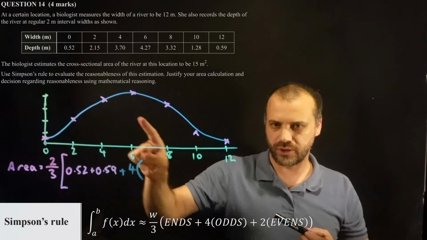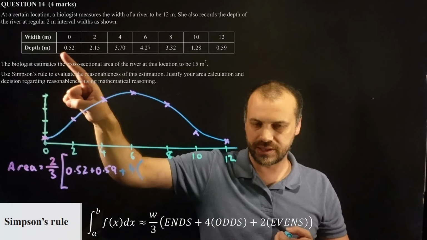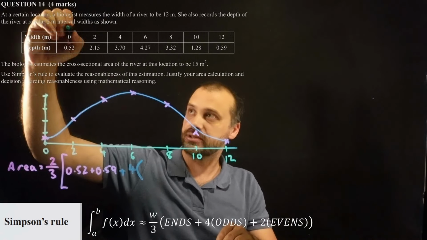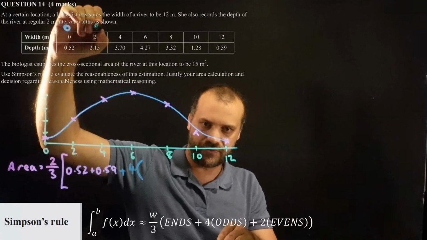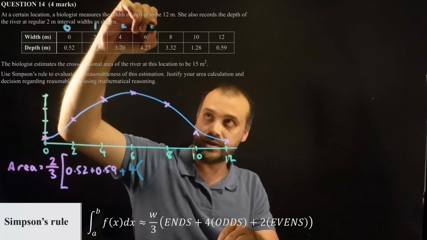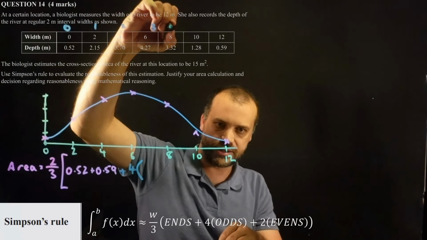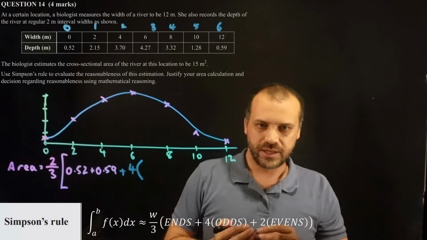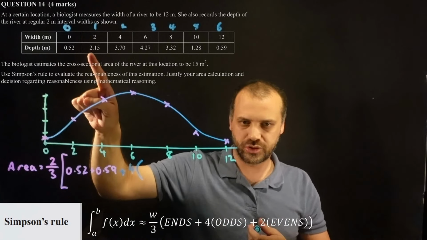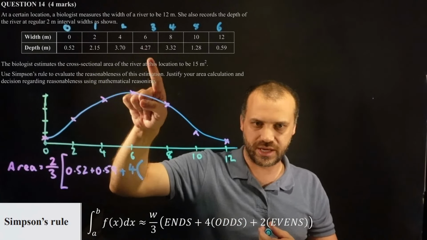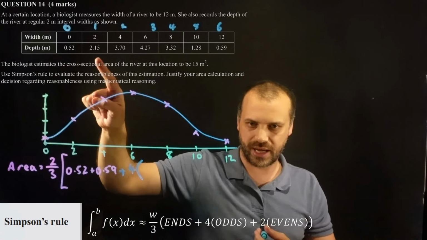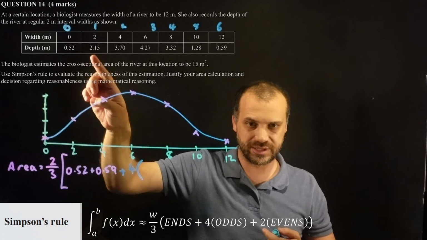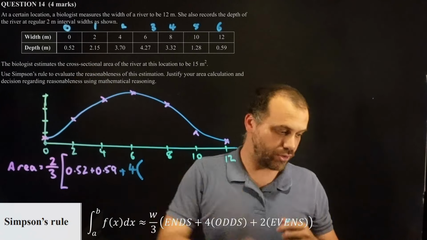Now, what do we mean by the odds here? Well, this is the end or the start, and that's actually the 0th point, right? Now, this is the first one, this is the second one, this is the third one, this is the fourth one, this is the fifth one, and this is the 6th one. So, the odds are 2.15, 4.27, and 1.28. People get confused. They think the first one is odd. The first one is 0. It's the second one here that we're interested in as an odd.